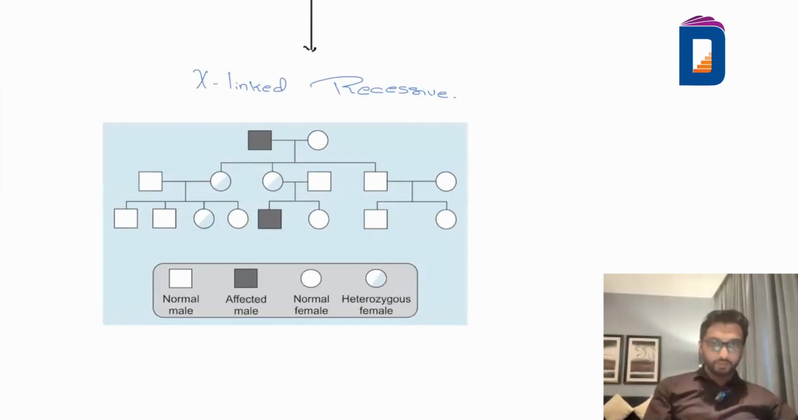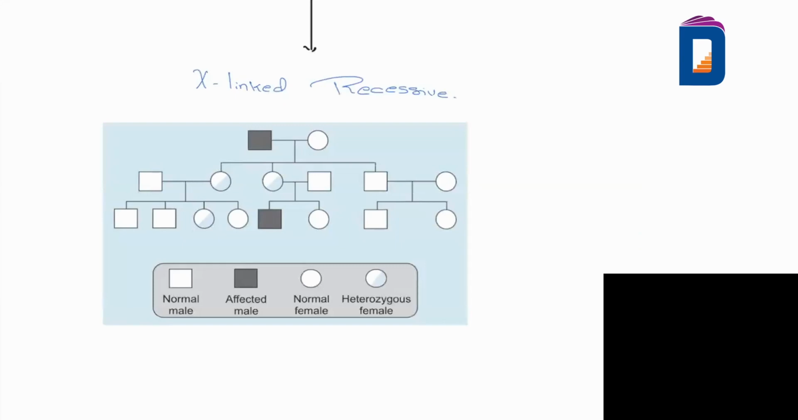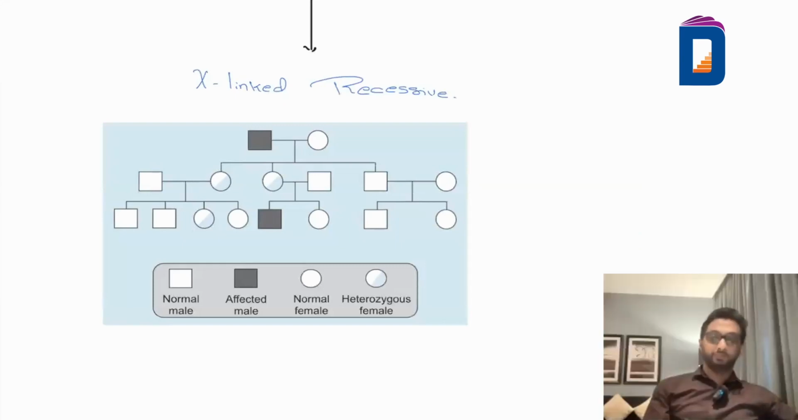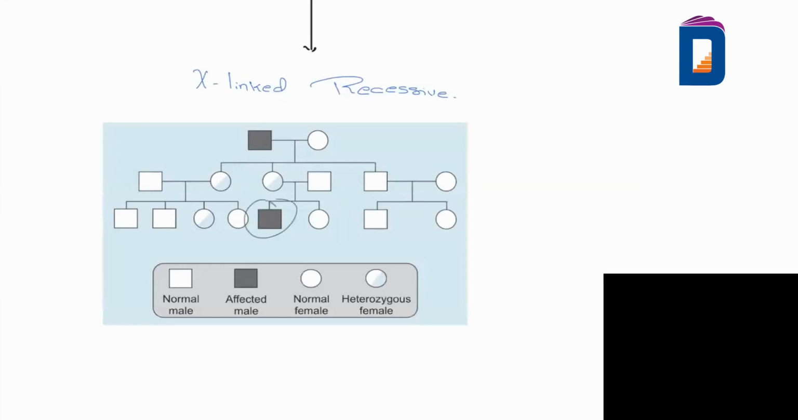So what does it mean? There is a sex predilection. Now, if there is a sex predilection, 2 possibilities. Are both males and females affected, or only males affected? So here in this case, you say only males are affected. It's an X-linked recessive. This is how you analyze it.